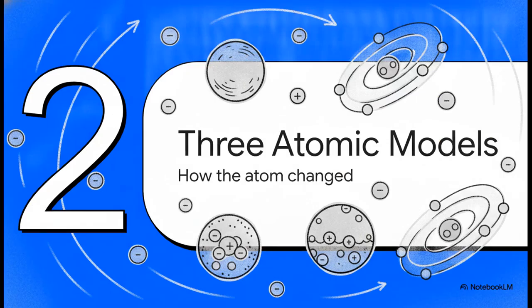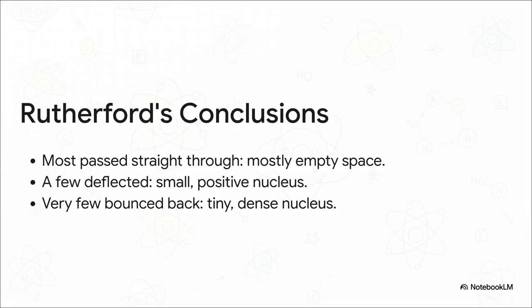Okay, so we've got our 3 particles, but how did we actually figure out how they fit together into a model? You see, Thomson originally thought the atom was kind of like a watermelon, just a positive blob with negative electrons stuck inside it like seeds. Well, Rutherford totally smashed that idea with his gold foil experiment.